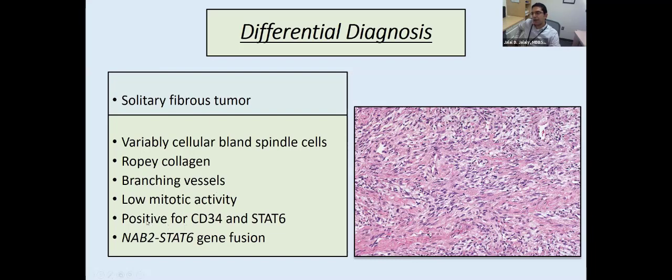And one of the easy ways to diagnose this lesion would be to use some immunostains. These tumors should be positive for CD34 and STAT6. STAT6 is a recently described marker. It will stain the nuclei, and it's due to the gene fusion that occurs with its partner, as you can see here.